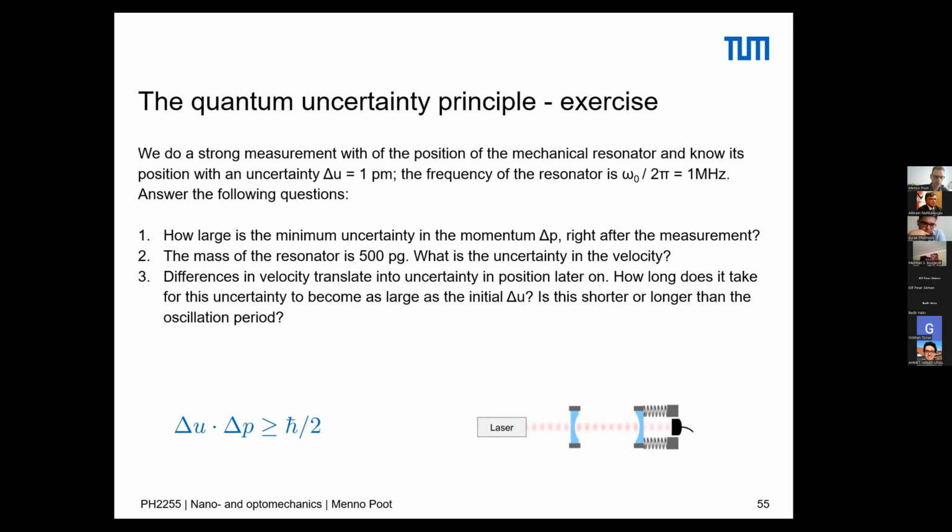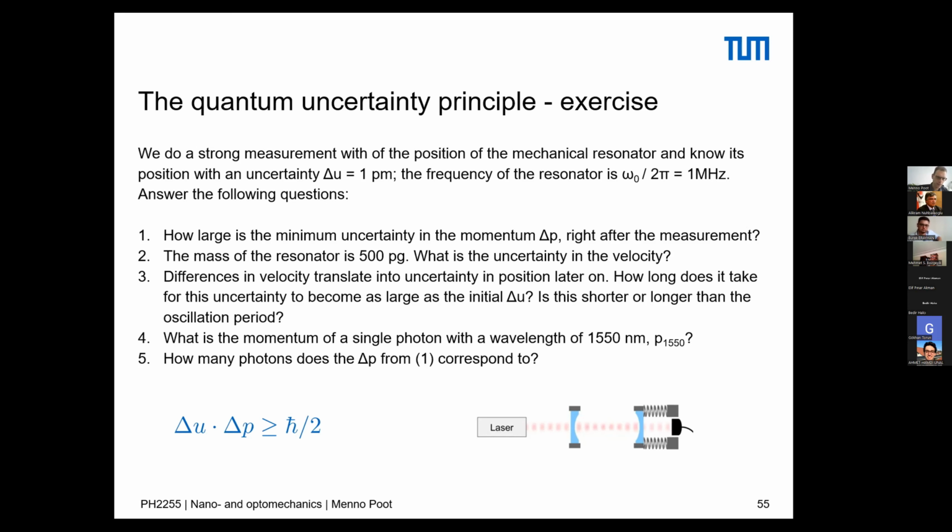And then, as we saw before, differences in velocity translate into uncertainty in the position later on. So how long does it take for this uncertainty in the velocity to become as large as the initial uncertainty that we had in the position? And is this then shorter or longer than the oscillation period? So those are things directly related to this uncertainty principle. But of course, what we also would like to know is, this uncertainty in the momentum is caused by the photons. So what is the photon momentum if we assume a wavelength for the photons of 550 nanometer, a wavelength that we use very often in our experiments?